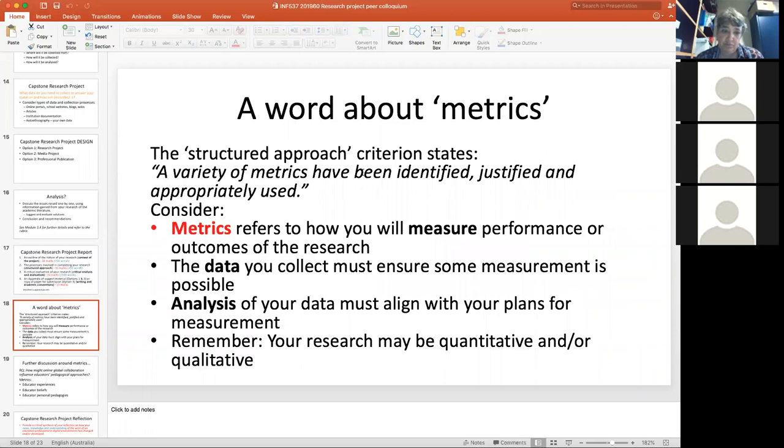Now, the word metrics is in the rubric. And I'm not completely happy that it's in the rubric, actually, because I think this is confusing people. And I've had to think about this. Now, Lorraine asked me a few days ago to think about this. Thanks, Lorraine.